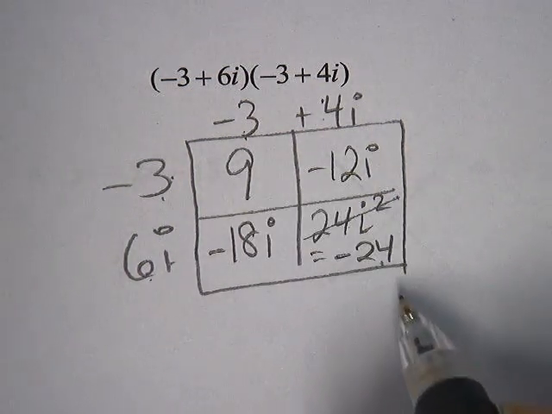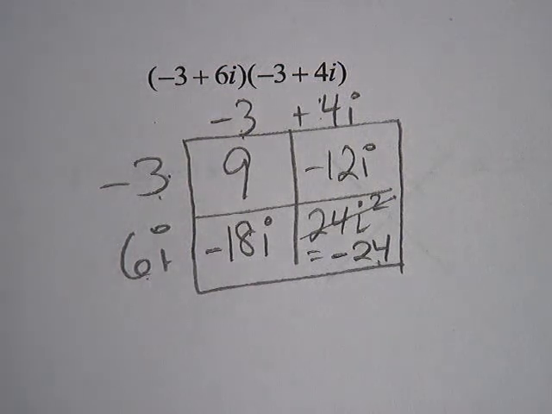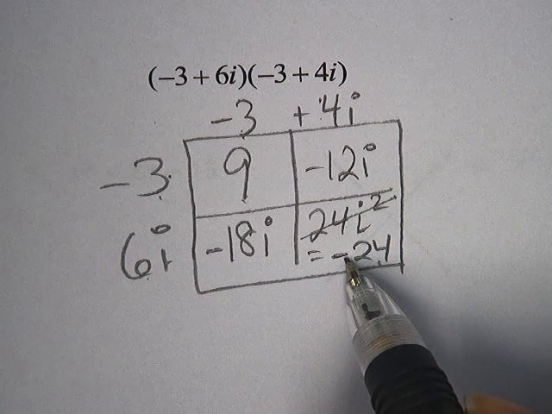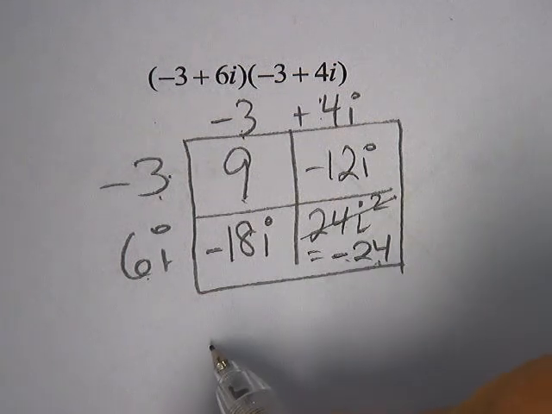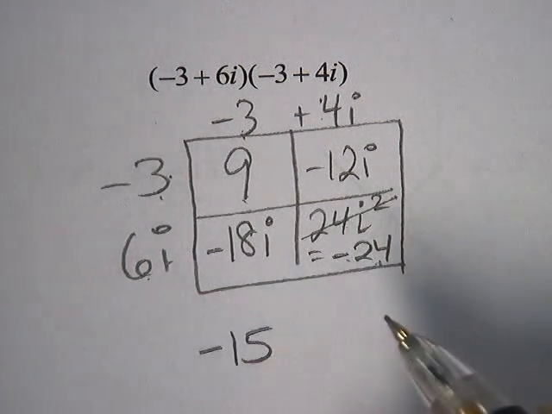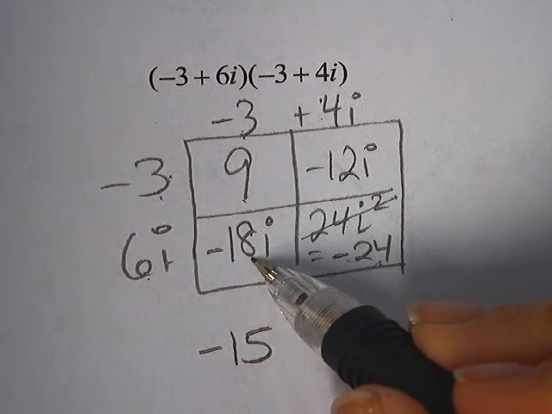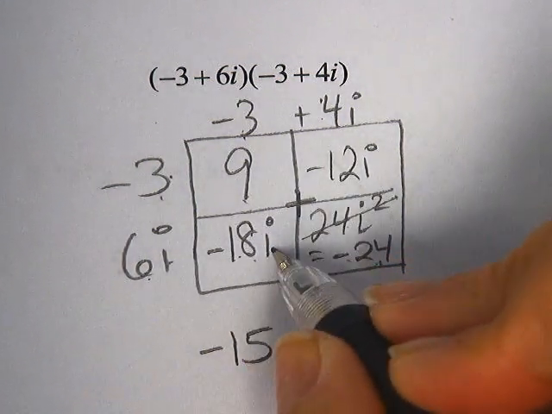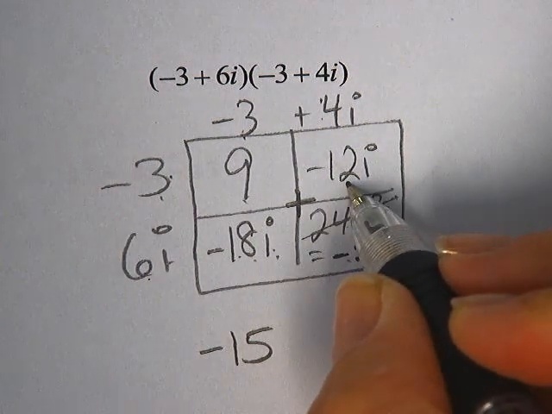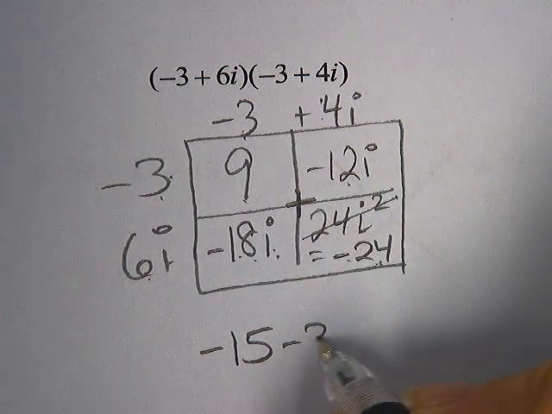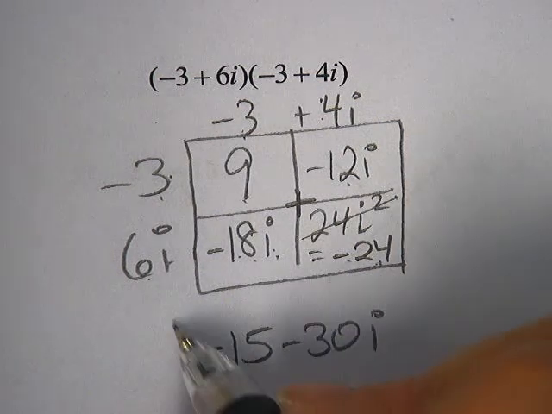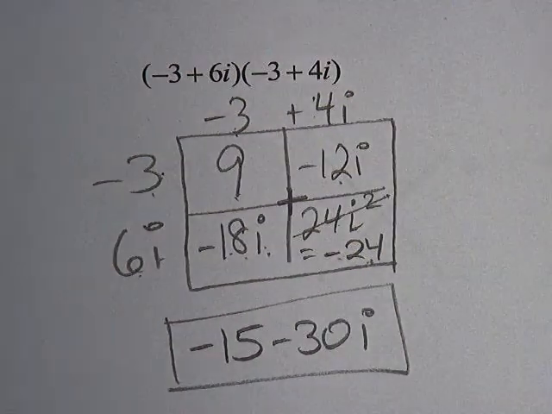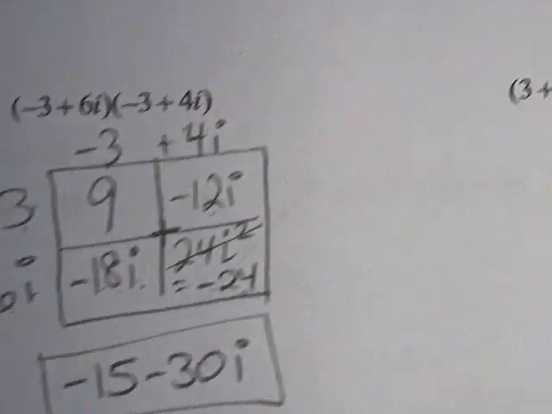And now we write our answer by adding the real parts together and the imaginary parts together. So we've got a 9 minus a 24. 9 minus 24 is a negative 15. And negative 18i plus, remember this is a plus right here, negative 18i plus a negative 12i gives us a negative 30i. That is the answer to multiplying those two different complex numbers.